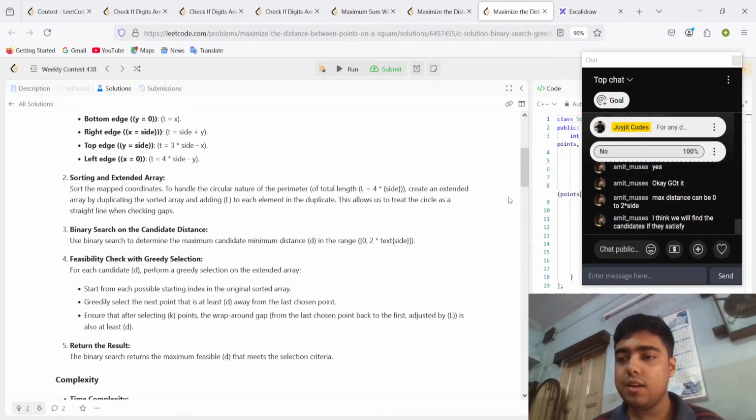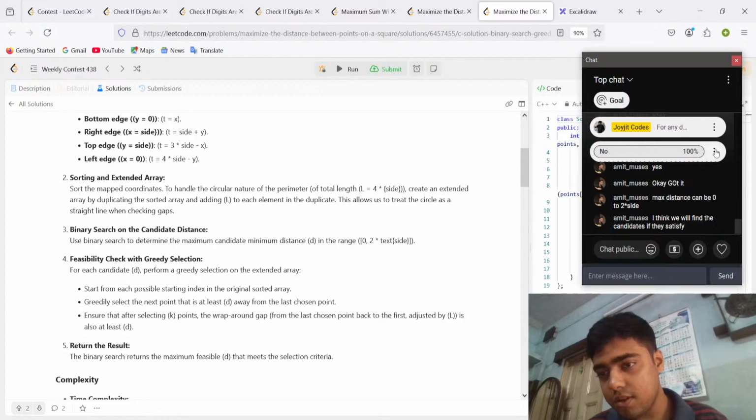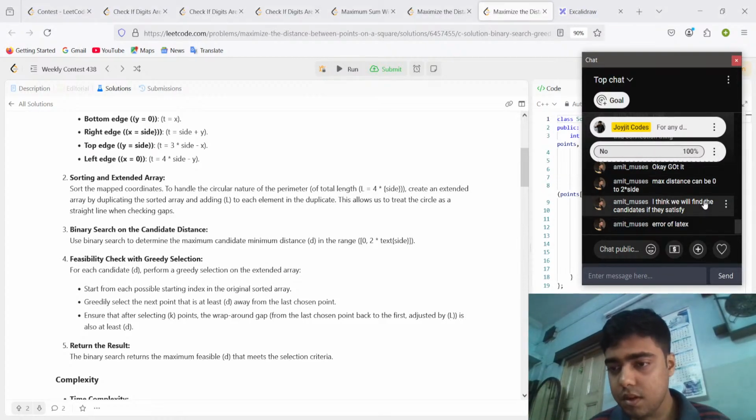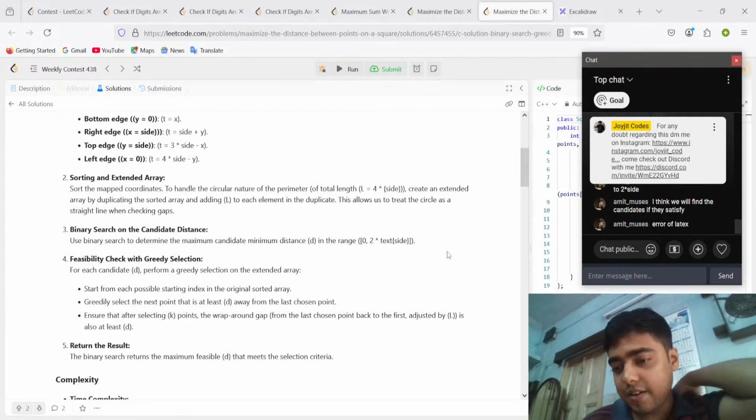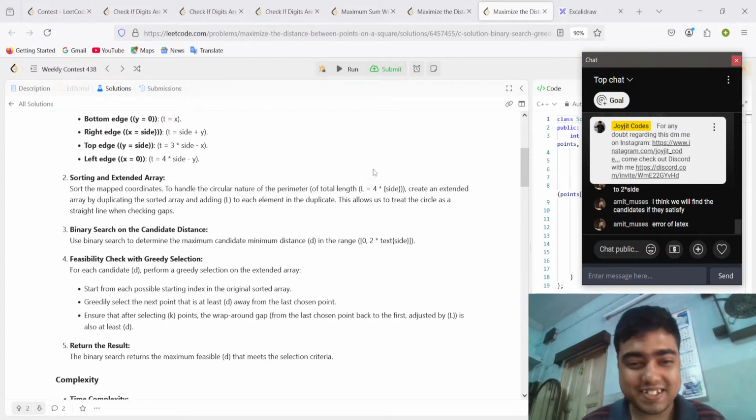I think we will find the... okay, first let me end this poll. Otherwise it is an error. Oh, okay. Yeah, that is LaTeX. Right. Sorry. Yeah, that is LaTeX.